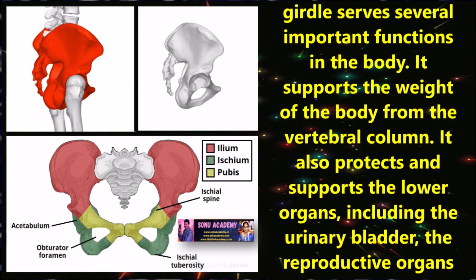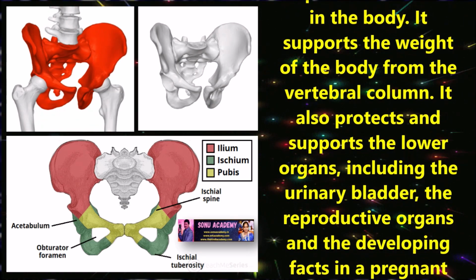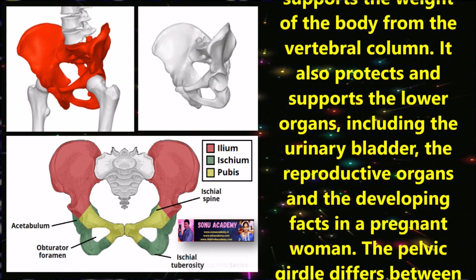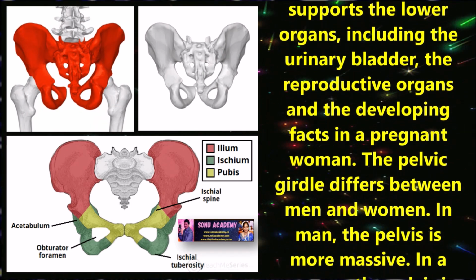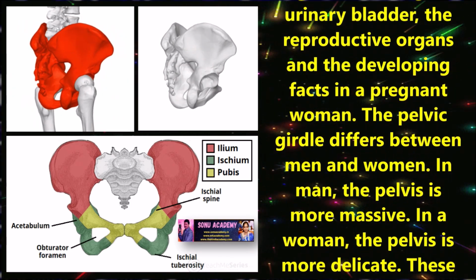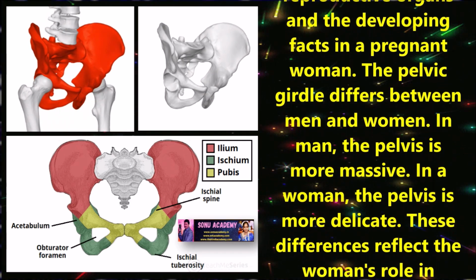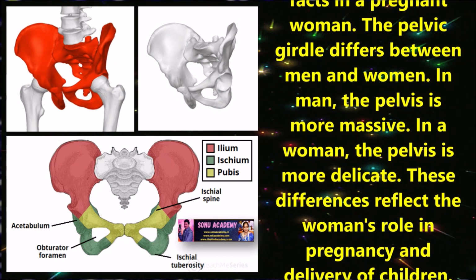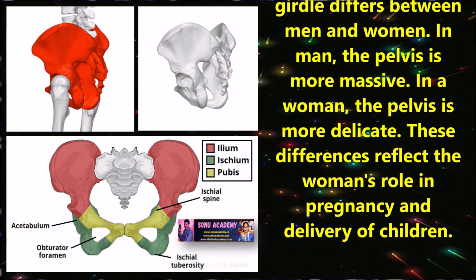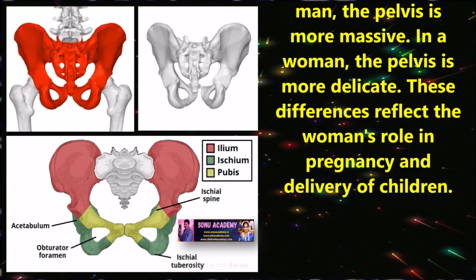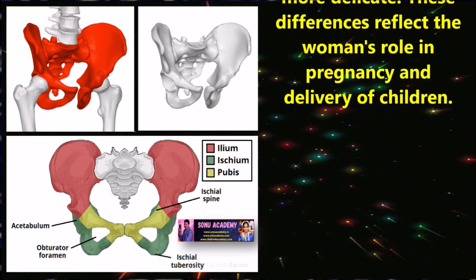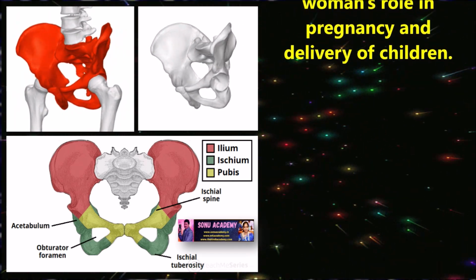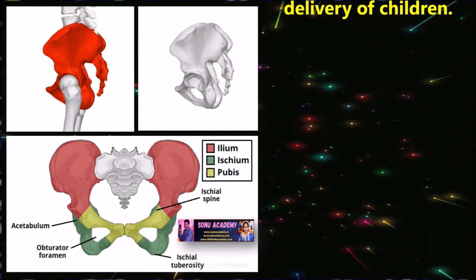The pelvic girdle serves several important functions in the body. It supports the weight of the body from the vertebral column. It also protects and supports the lower organs, including the urinary bladder and the reproductive organs, and the developing fetus in a pregnant woman. The pelvic girdle differs between men and women. In men, the pelvis is more massive. In women, the pelvis is more delicate. This difference reflects the woman's role in pregnancy and delivery of children.